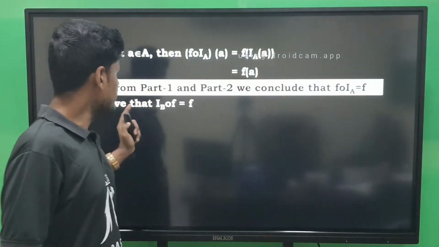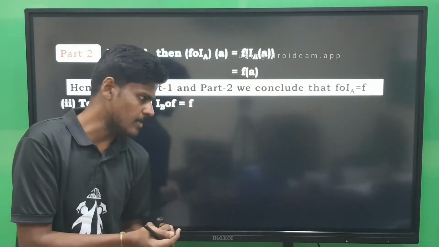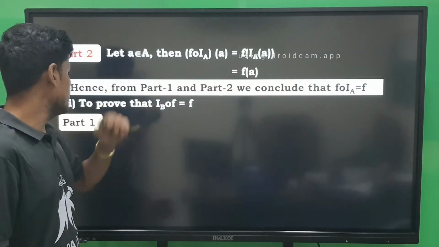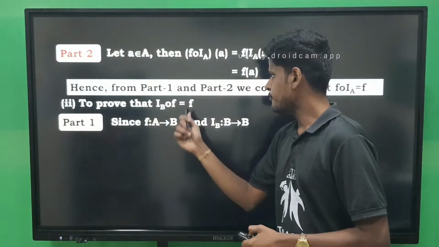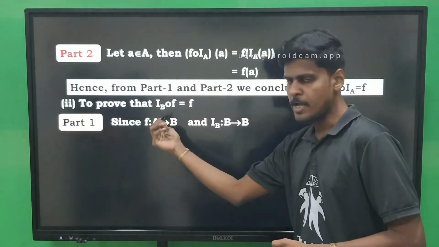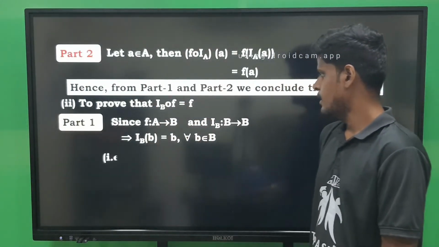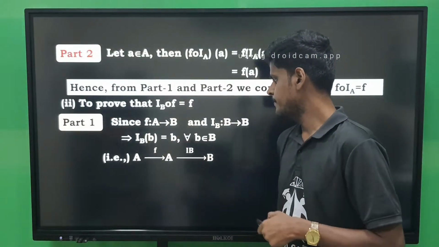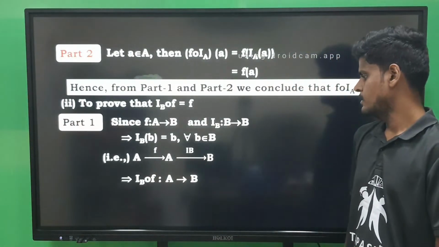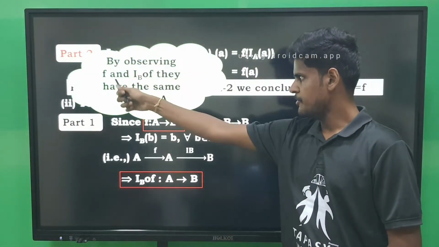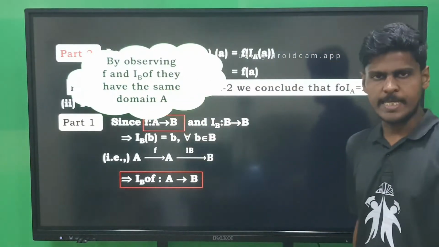Now we should check whether I_B∘f equals f or not. This is the second part of the same problem. Now what is I_B∘f? Again we have to check the domain for I_B∘f. The input of f is A, and the output of I_B is B. So this is a function from A to B. That means f is also a function from A to B and I_B∘f is also a function from A to B. Both have the same domain.